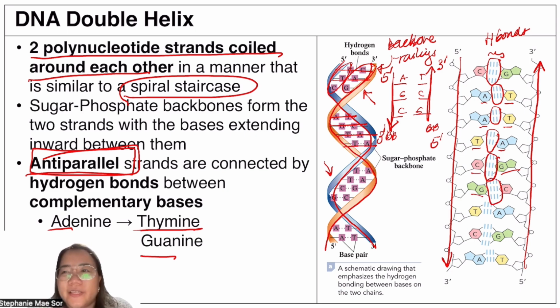So, tandaan, your DNA double helix is like a spiral staircase. Yung backbones form the railings. Yung steps in between is the bases. And the bases are made up of your nitrogenous bases linked together by hydrogen bonds. Okay?